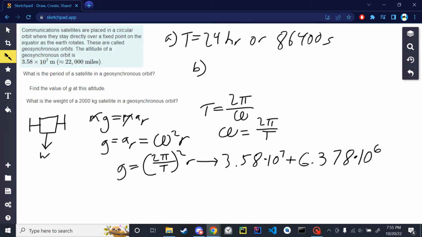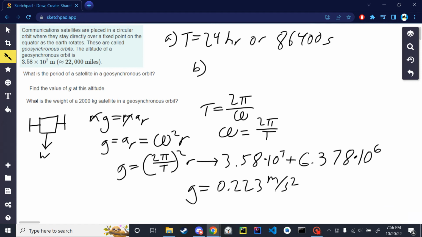So now all we do is we plug it into a calculator. Our G is going to equal 0.223 meters per second squared, which makes sense because it's super high up in space.